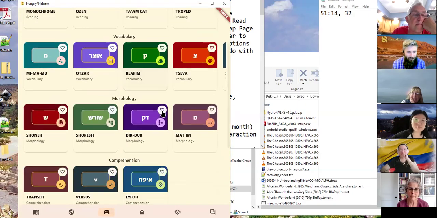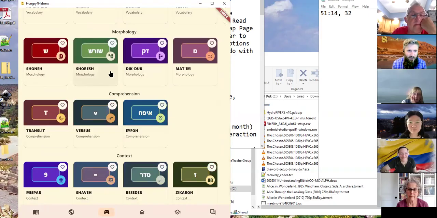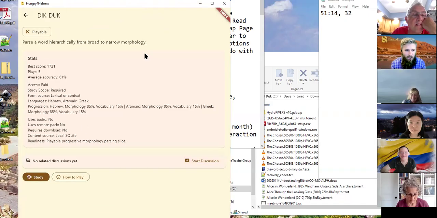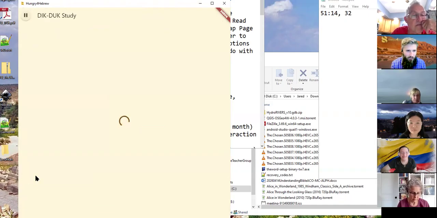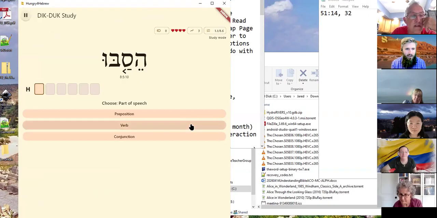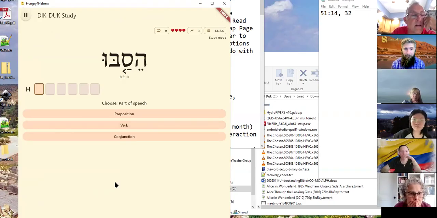I love memory games. That's one good one for our old brains. This was one that I started working on today, so I don't know if it's going to be buggy still, but this is going to focus on the morphology of a word. If we see a word like hesabu, oops, that 8 right there is supposed to be Judges 5:10. And so there in Judges 5:10, there's this word hesabu. Anyone want to help me parse it out? Does it look like a verb, a preposition, or a conjunction?